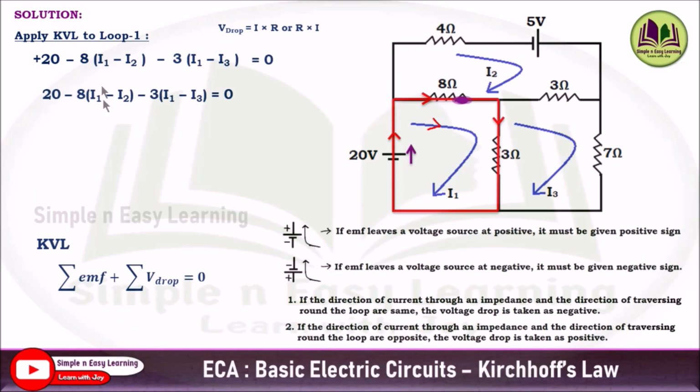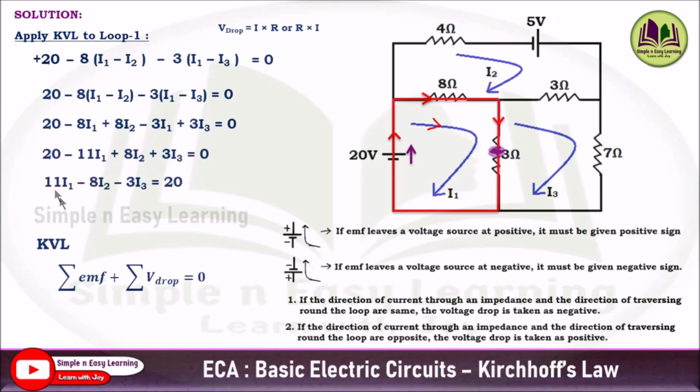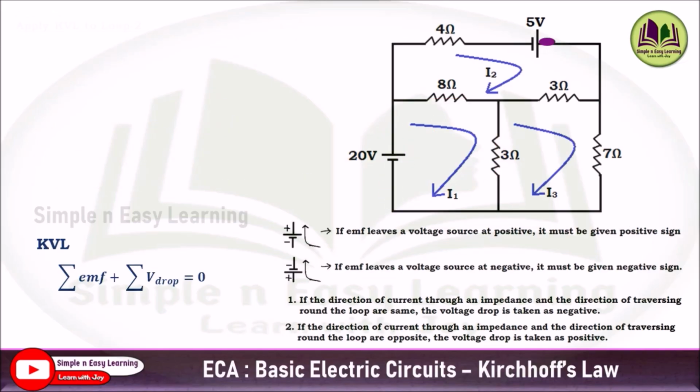Simplifying this equation, multiplying inside the bracket and taking I1, I2 and I3 separately, you will be getting 11 I1 minus 8 I2 minus 3 I3 is equal to 20, and this is your equation 1. And apply KVL to loop 2. So this is loop 2.